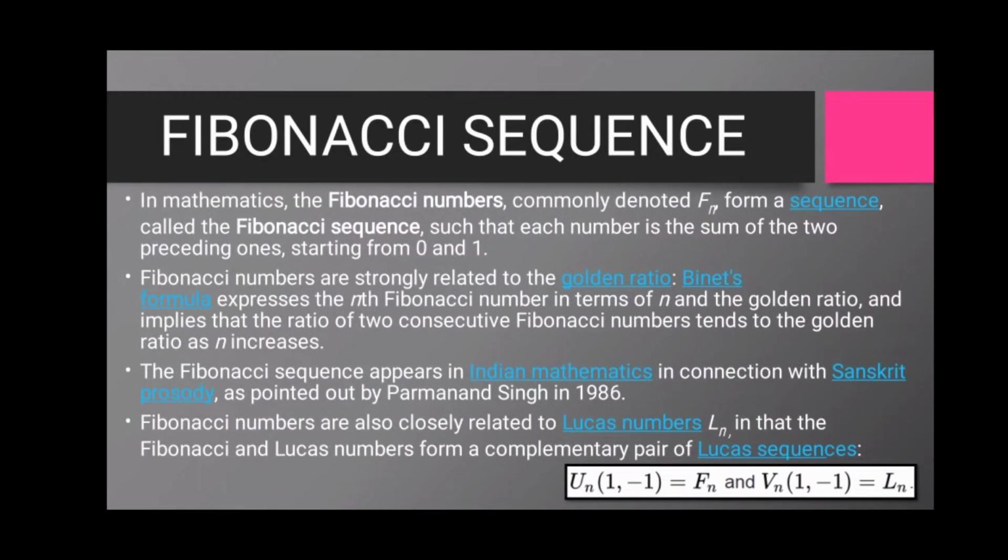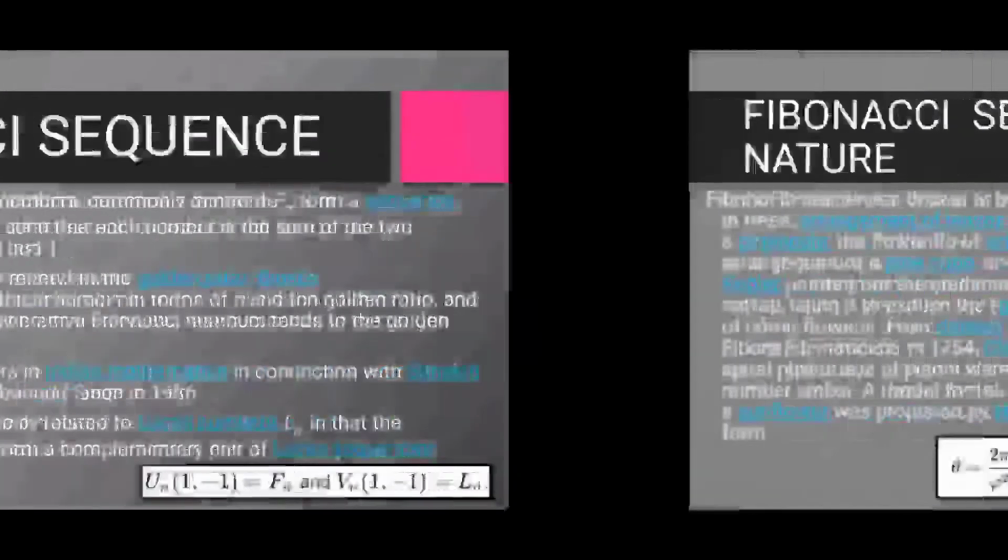Fibonacci sequence. In mathematics, the Fibonacci numbers, commonly denoted as Fn, form a sequence called the Fibonacci sequence, such that each number is the sum of the two preceding ones, starting from 0 and 1. The Fibonacci sequence appears in Indian mathematics in connection with Sanskrit prosody, as pointed out by Parmanand Singh in 1986. Fibonacci numbers are also closely related to Lucas numbers, Ln, in that Fibonacci and Lucas numbers form a complementary pair of Lucas sequences.